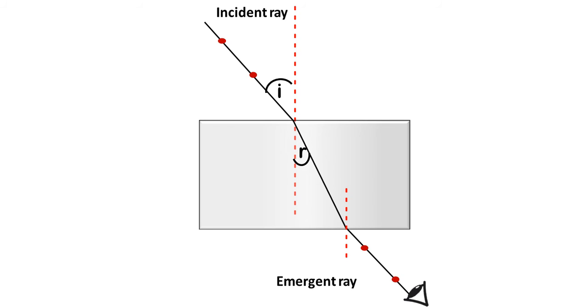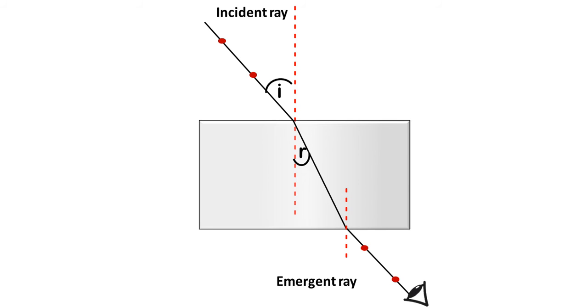There is one more method to determine the refractive index. Suppose you don't know the angles sin I and sin R. So without measuring the angle of refraction or angle of incidence also, you can do this experiment. So the procedure is same.